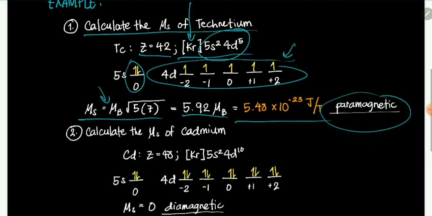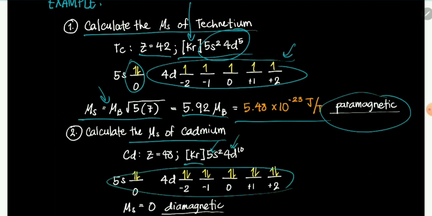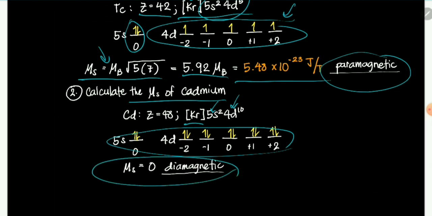Okay? So, for cadmium naman, since cadmium is krypton 5s2 4d10, wala tayong nakikita ditong unpaired electrons. So, wala tayong maisusulat na unpaired electron number. So, s is equal to 0. Okay? So, therefore, the mu sub s is 0. Therefore, cadmium is diamagnetic. Okay? So, this is my discussion on Hund's rule.